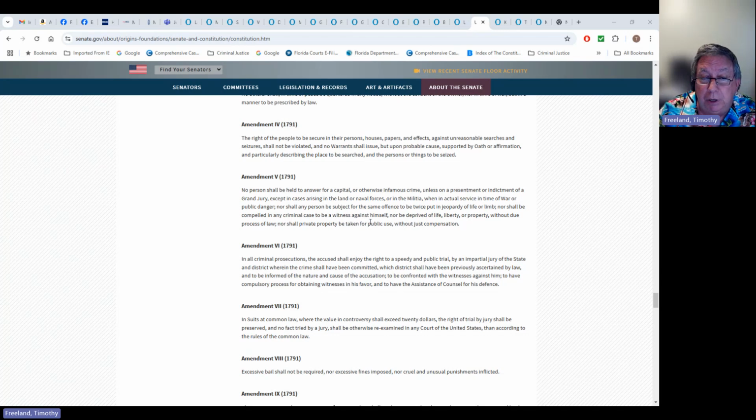That's what that means. Finally, this last one kind of sticks out like a sore thumb because it has really nothing to do with any of these previous ones, nothing to do with criminal law. But this says, nor shall private property be taken for public use without just compensation. And this has been applied to the states.